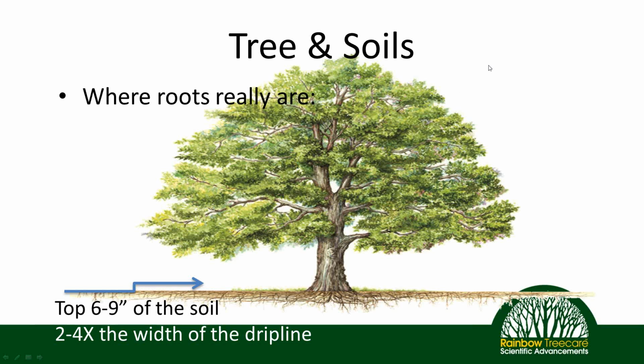So again, where are our roots? They're in that top horizon of soil. We're looking between 6 and 9 inches. That's where a lot of our feeder roots are going to be. The roots that are actually bringing in nutrients and water from the soil are going to be just in that 6 to 9 inches.